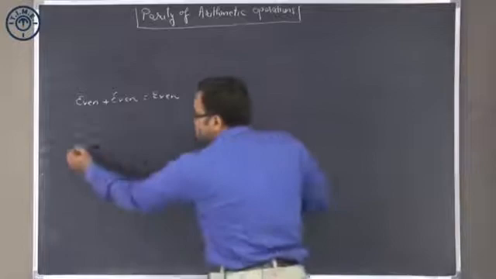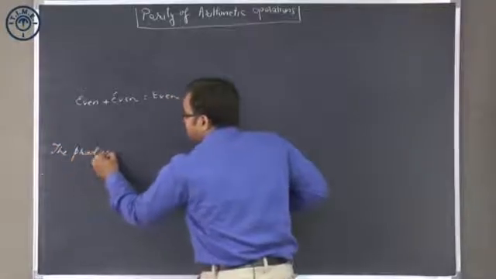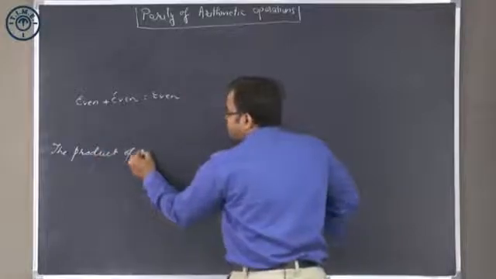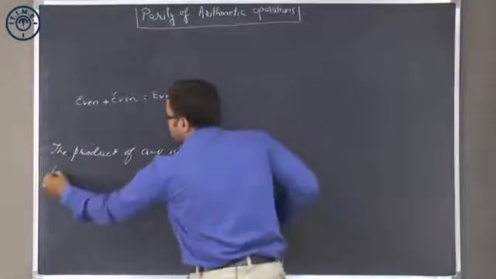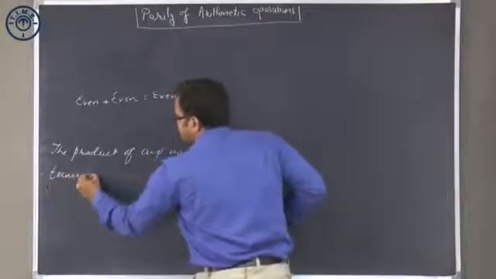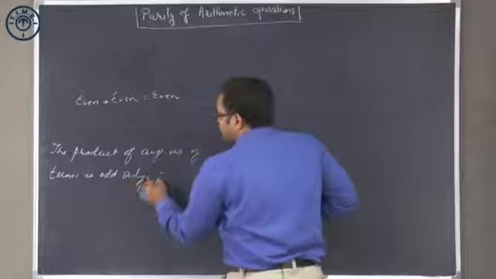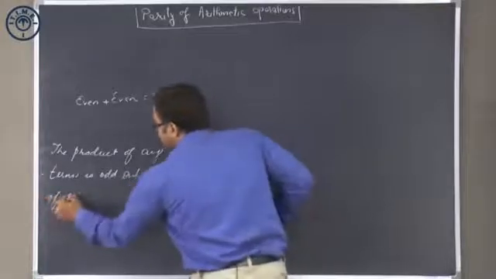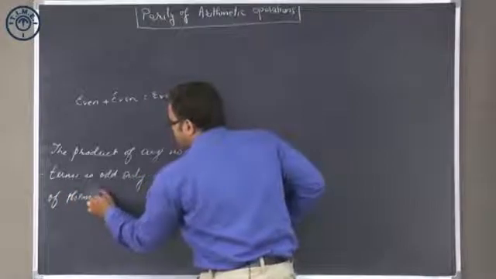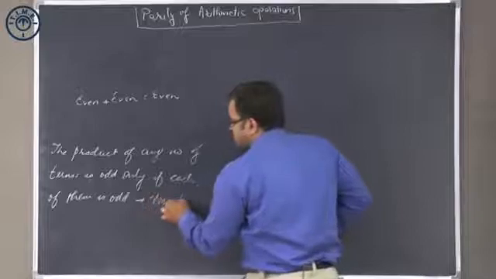So the product of any number of terms is odd only if each of them is odd, else it is even.